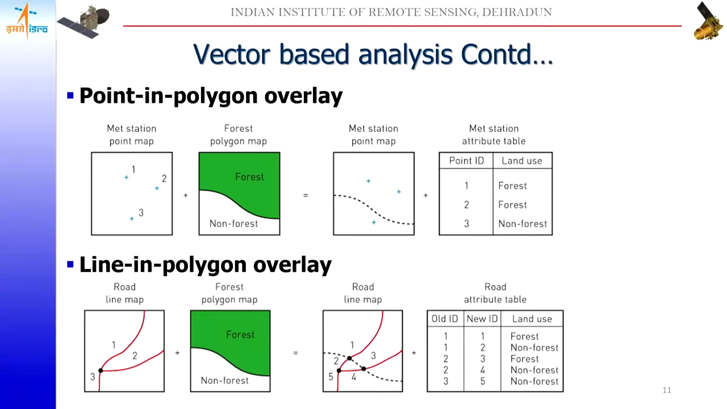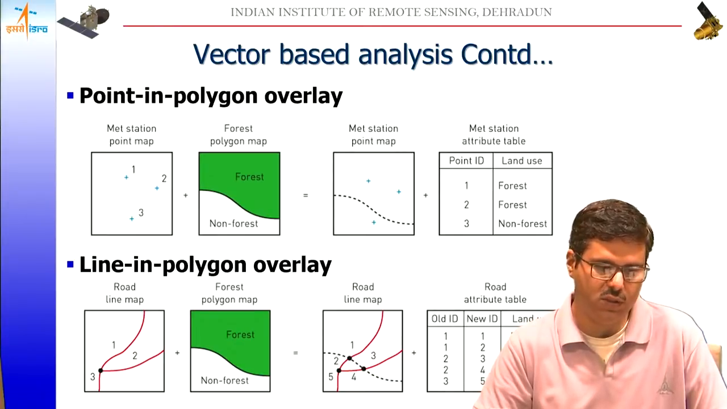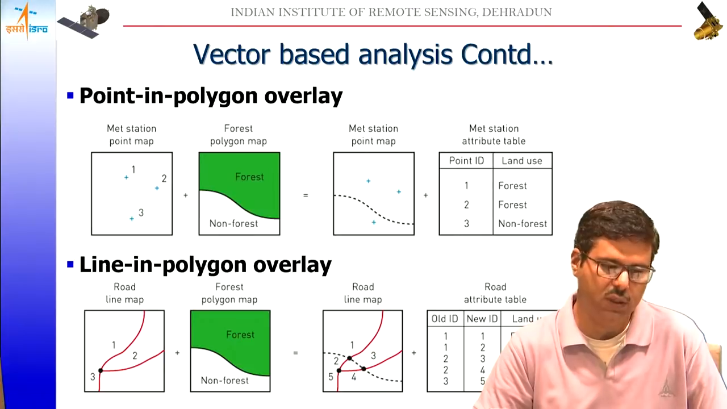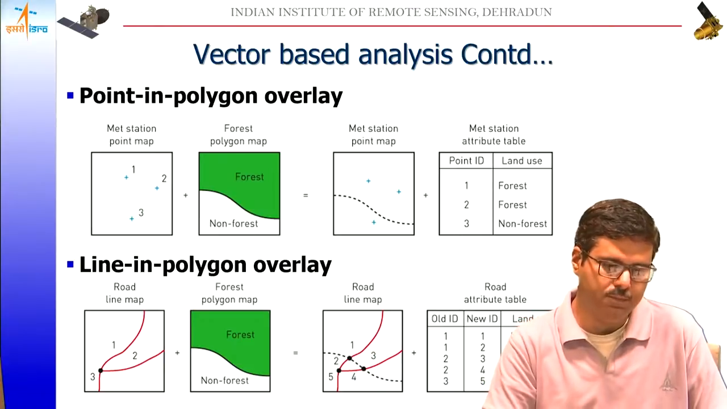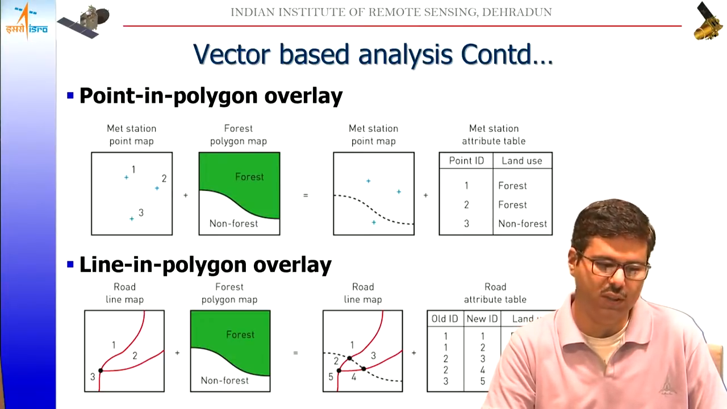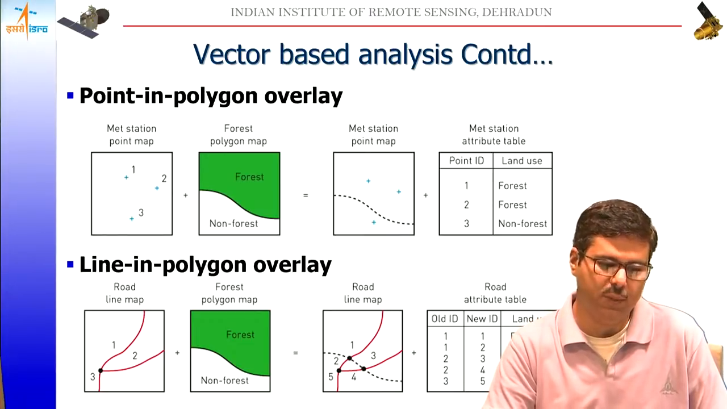Now this overlay can also be done with reference to a point and a polygon, and also a line and a polygon. Point and polygon is a commonly used operation to find out which points are lying within the polygon or outside the polygon. Earlier I gave an example of crime events and, let's say, the ward map or the police beat boundary. Then we can find out how many crimes are happening in various beats.